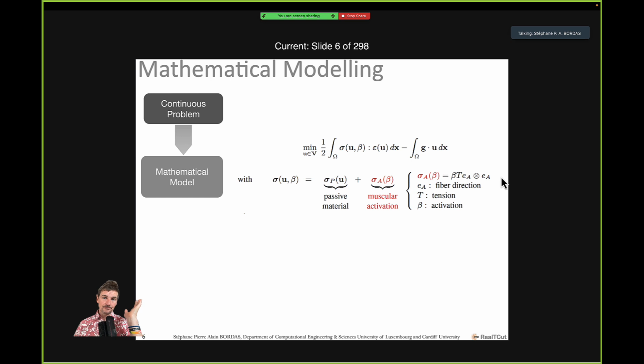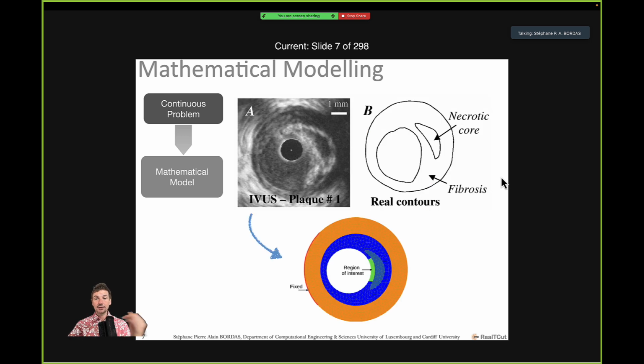This is an assumption. Because of course the tongue does not behave exactly as you think it does, and it certainly does not behave as simply as this very simple example tells us. So we make a lot of assumptions in a mathematical model.